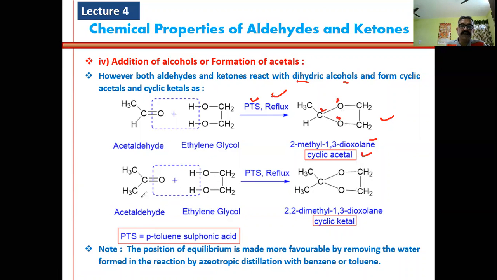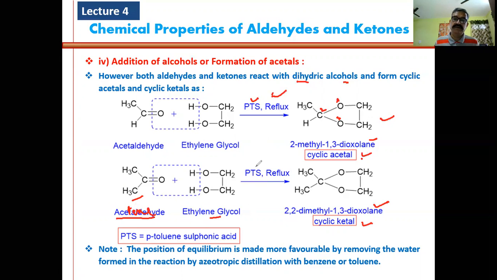If we take a ketone, acetone, in the second example I have taken acetone and treated it with ethylene glycol, we get again a gem-dialkoxy compound in the form of a ring, which we call a dioxolane. Because we are taking the ketone, it is called a ketal. Aldehyde we call acetal, ketone we call ketal. So remember, children, that dihydric alcohol reacts with both aldehyde as well as ketone.